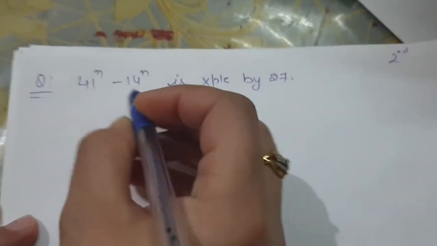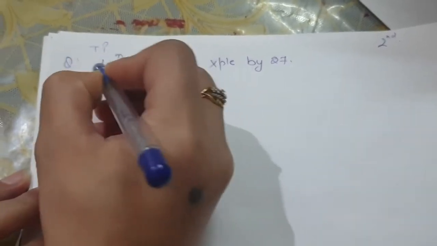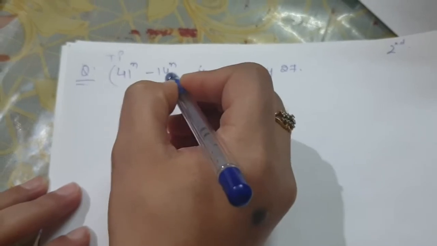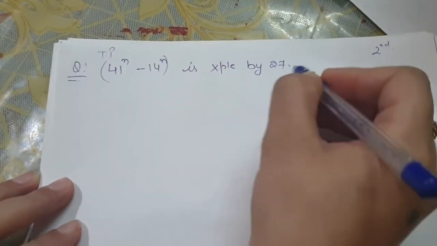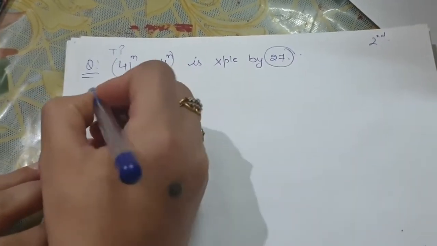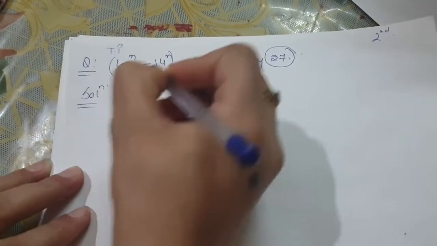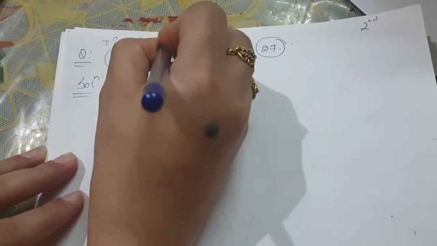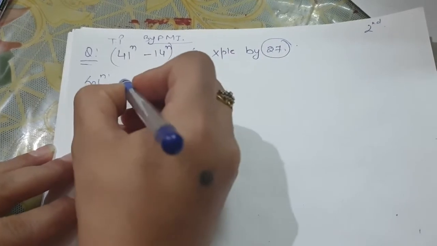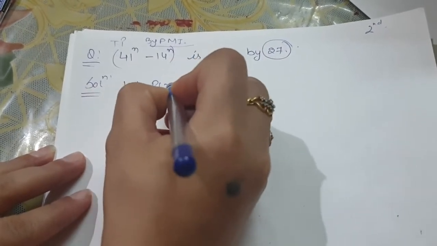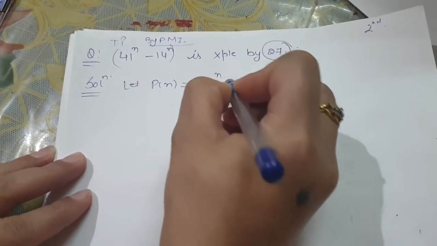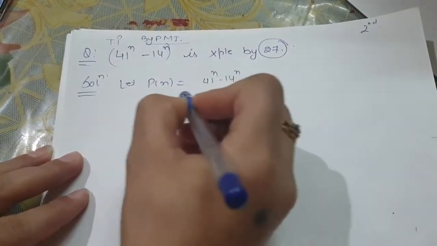So here the question is to prove 41 raised to power n minus 14 raised to power n is divisible by 27. Okay, so the solution will be similar. By induction you have to prove. It is mentioned in the question, by PMI. So let P of n equal 41 raised to power n minus 14 raised to power n, and step 1.